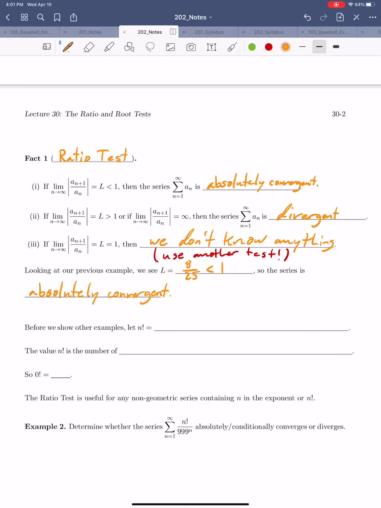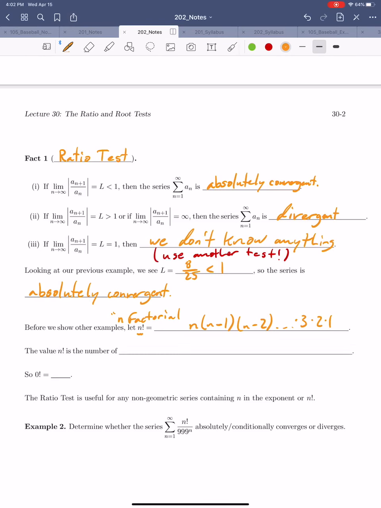Now, one nice thing about the ratio test is it allows us to consider other kinds of series that use a certain term called factorial. N factorial, said as n factorial, equals n times n minus 1 times n minus 2 times blah, blah, blah, times 3 times 2 times 1. So if you just try a couple of examples, you'll see this term grows really, really quickly.